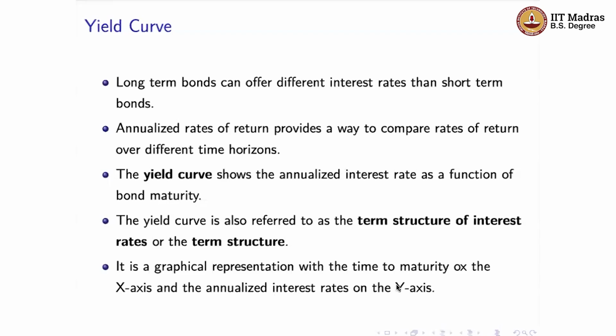Okay, so let us now go back to our discussion of time varying interest rates. Recall that we had studied before that you might have long-term bonds which are offering different interest rates compared to short-term bonds. And we also discussed a way in which we can compare the interest rates offered by different bonds over different maturities along a dimension that is common to the different things that we are looking at, right? So this was the discussion of the annualized rates of interest, which provided a way to compare rates of return over different time horizons.